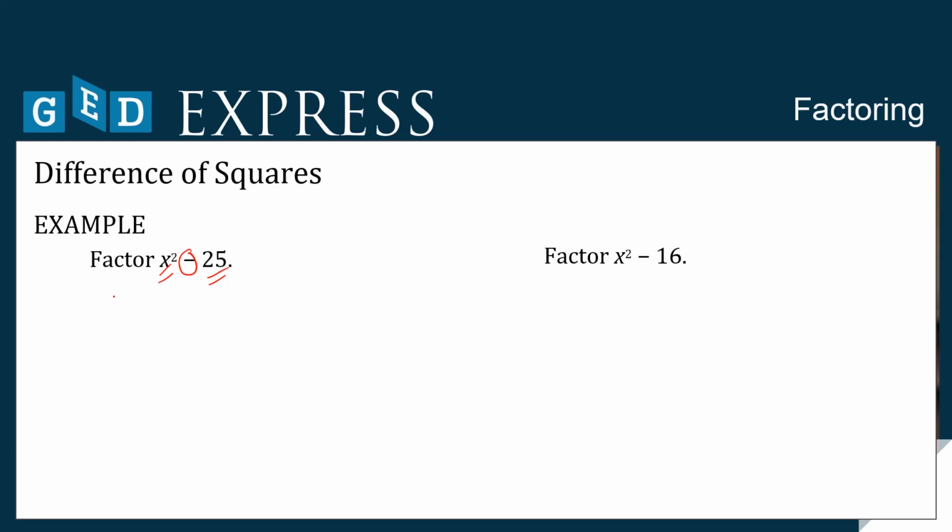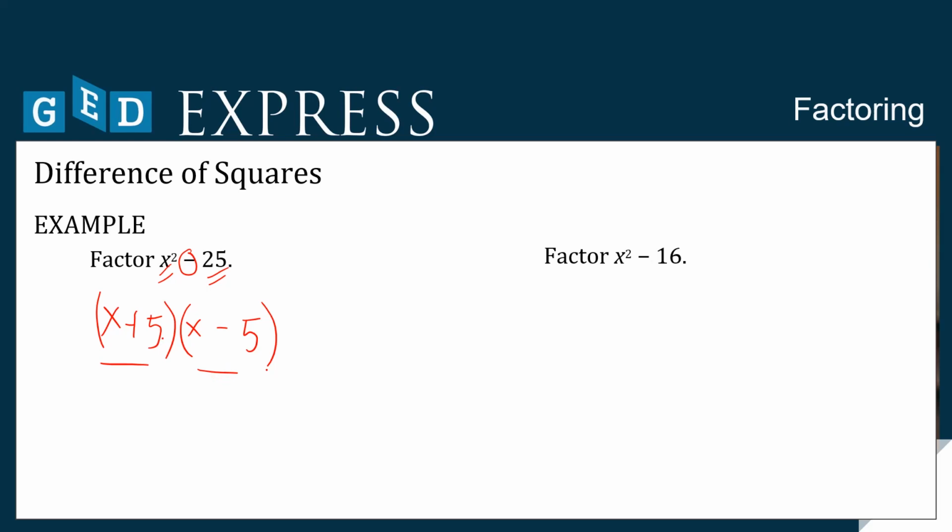Now, if this is the case, all you need to do is find the square root of the first term. The square root of the first term is x. So write it in two binomials. x times x is x squared. Then what is the square root of 25? The square root of 25 is 5. Then separate those two binomials with plus and minus. We have x plus 5 and x minus 5. So the factors are x plus 5 and x minus 5. Easy.